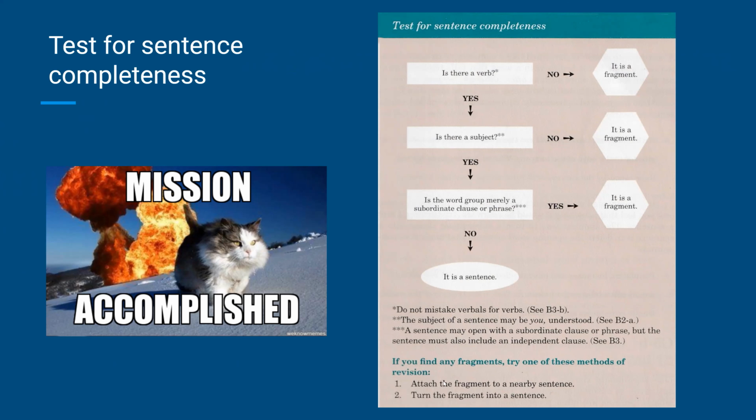And again, if you find you do have a fragment somewhere in this test, go back and either attach the fragment to a nearby sentence, creating that compound predicate, or possibly changing a clause into its own sentence, or possibly creating a sentence by adding the missing verb or subject, or yeah, turn the fragment into a sentence.